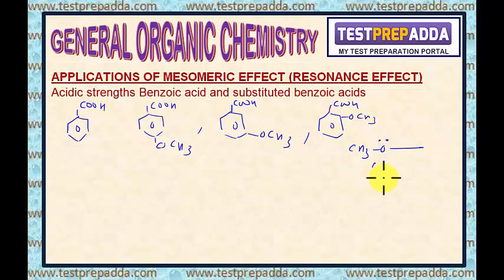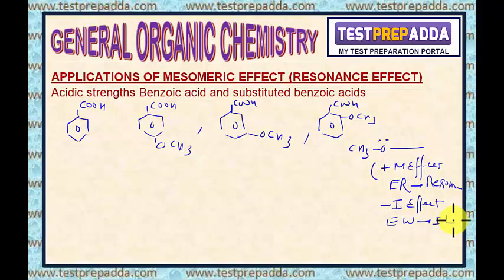Let me tell you about the CH3O group. CH3O is what? Because of the lone pair, it is a plus M effect group. Plus M means electron releasing group through what? Resonance. Through resonance. And at the same time, it is a minus I effect group, meaning electron withdrawing through inductive effect. But mesomeric effect gets preference over inductive effect. That is why overall it will be an electron releasing group.